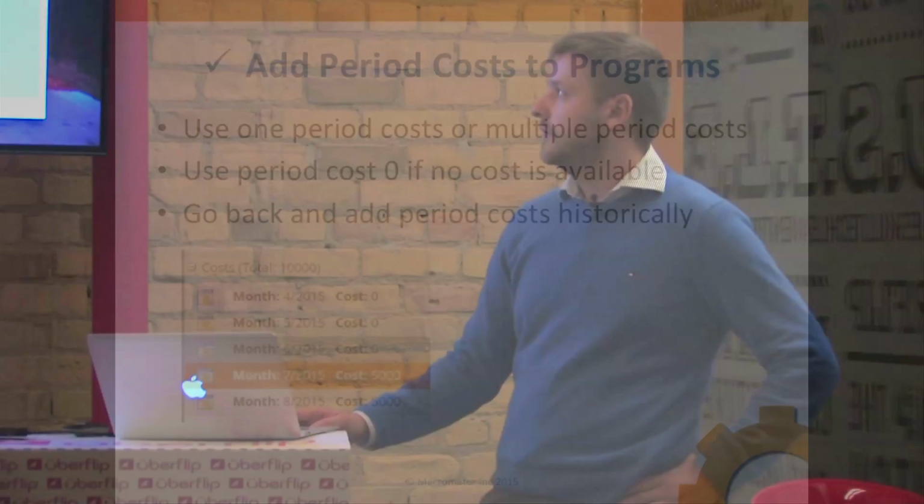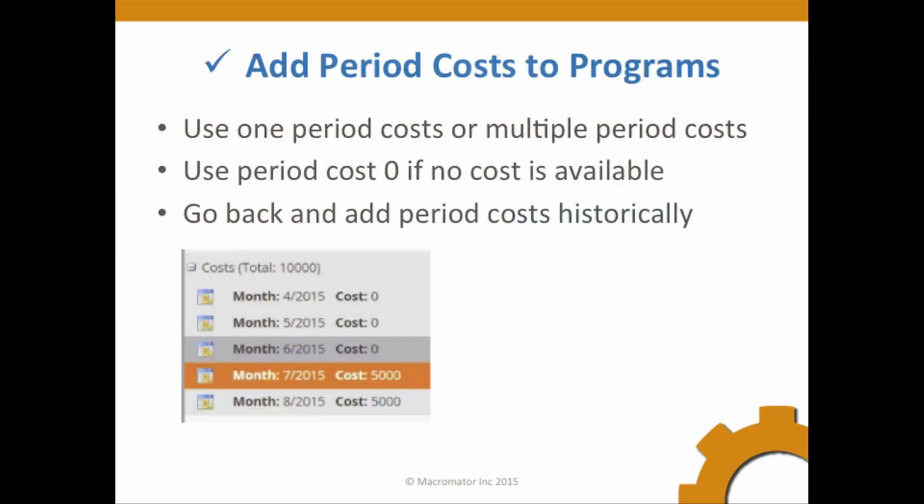Then you have to have your period costs. So you have to know where you get your costs from. So every program has to have a cost. If you have one cost, you can add multiple costs, or if there's no cost, just add 0. That's very important to have 0. And you can go back and change all this historically.